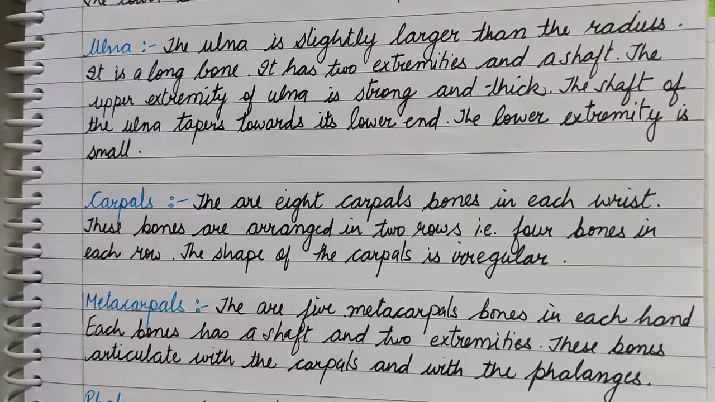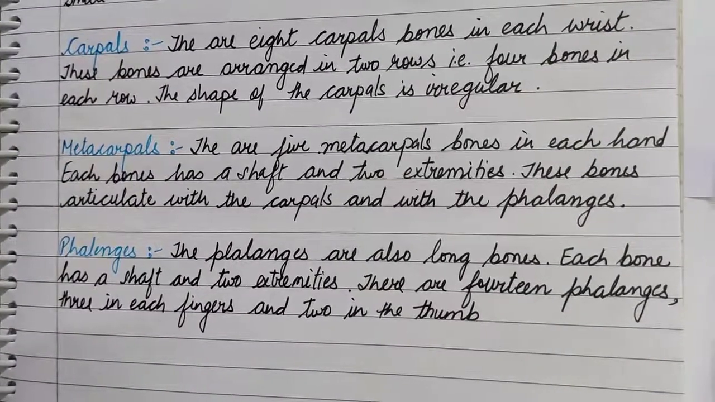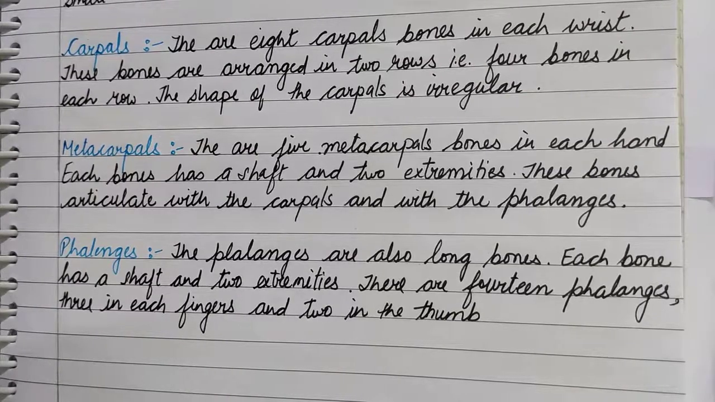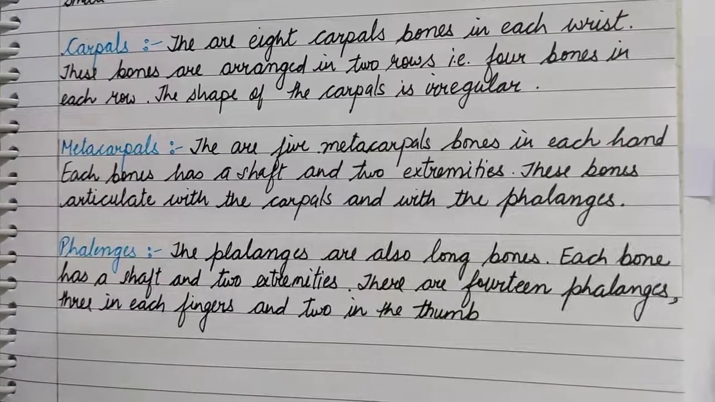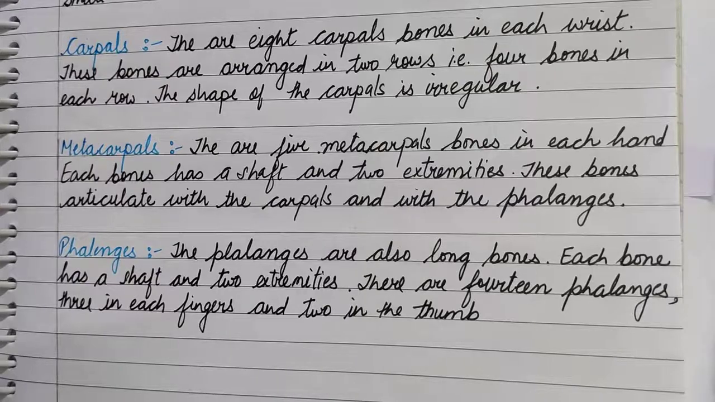These bones articulate with the carpals and with the phalanges. The phalanges are also long bones. Each bone has a shaft and 2 extremities. There are 14 phalanges, 3 in each finger and 2 in the thumb.